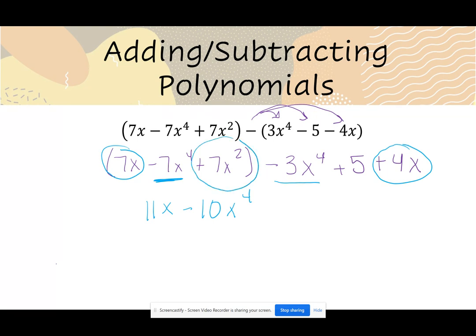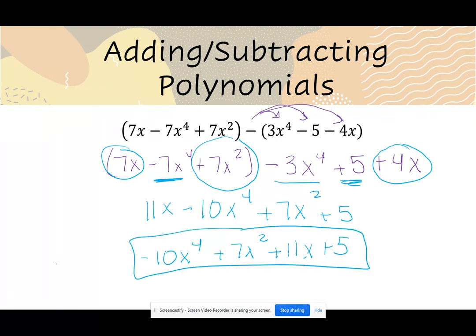7x squared, I don't see any other x squared, so just copy it. And then this plus 5, we have plus 5. And again, to write it in descending order, we have -10x to the 4th plus 7x squared plus 11x plus 5. Just highest exponent first.